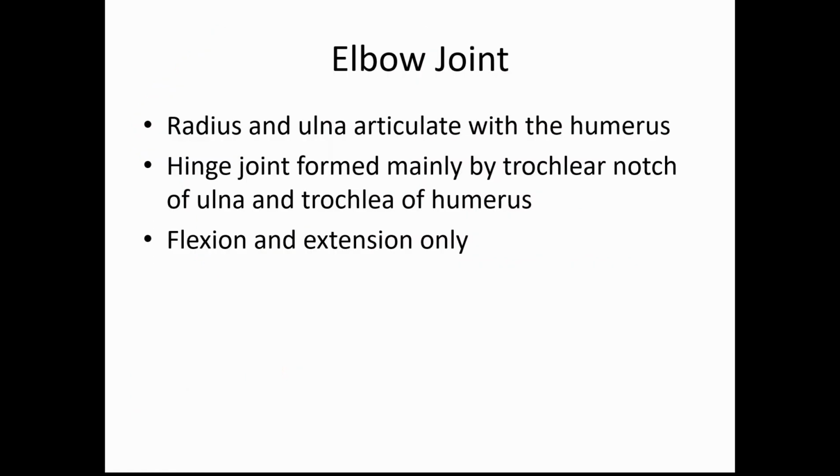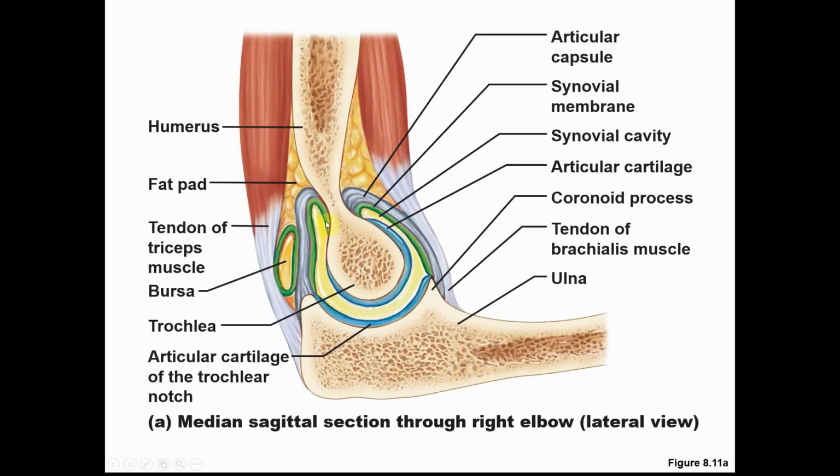The elbow joint is pretty interesting. The radius and ulna articulate with the humerus, and it forms a hinge joint, mostly by what's called the trochlear notch of the ulna and the trochlea of the humerus. And if your elbow is working correctly, it only does flexion and extension. So here is the trochlea of the humerus and the trochlear notch of the ulna. It only pivots in one direction.